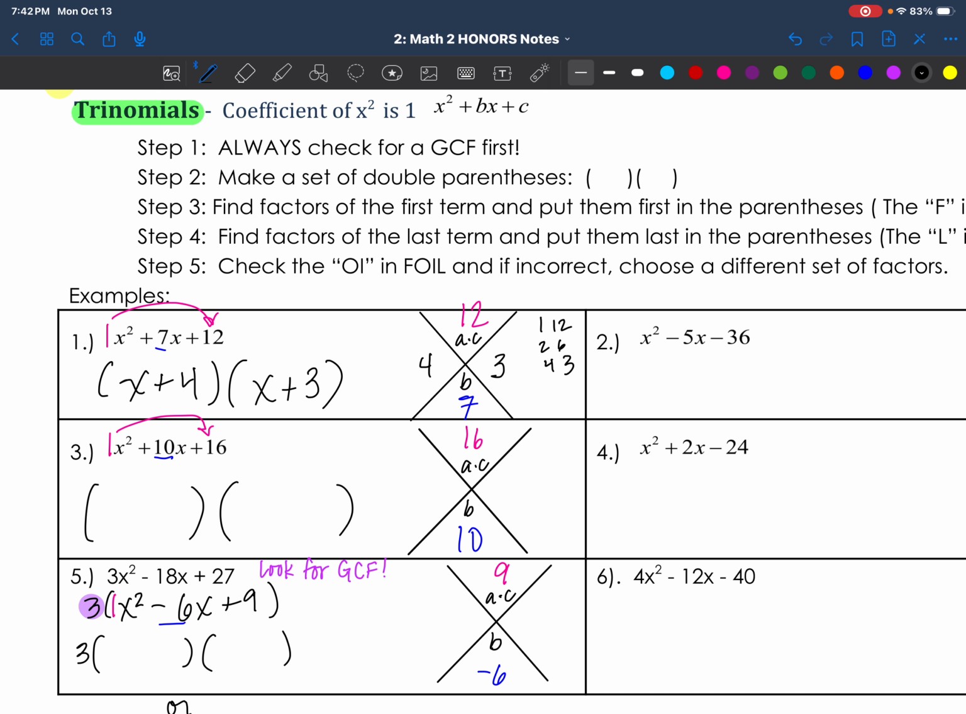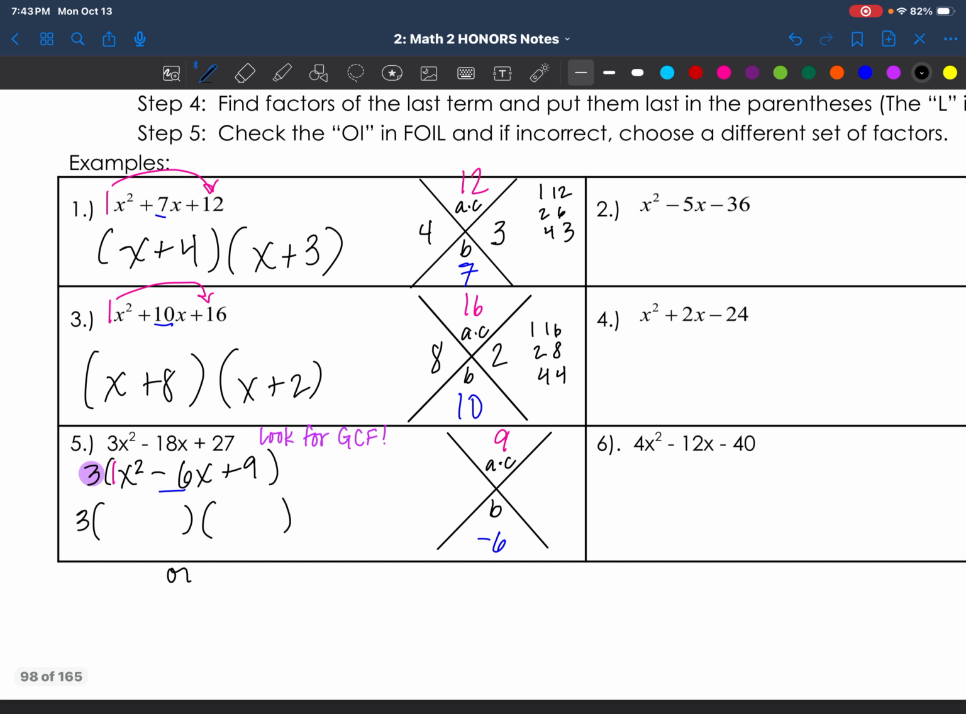All right, same thing here for number 3. A times c is 16, but it needs to combine to give you 10. So when you're thinking about it, you could do 1 times 16, 2 times 8, and then 4 times 4. So different ways, but in this case, 2 and 8 are going to add to equal 10. So we're going to go x plus 8, x plus 2, or if you did x plus 2, x plus 8, it's fine as long as you've got that.